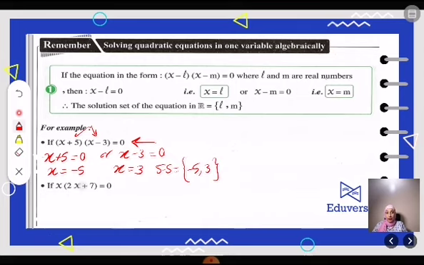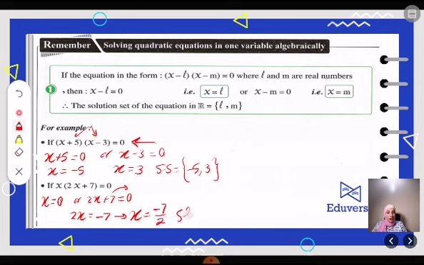Here, after factorization, you get this form. Then what? I will separate it: x alone equals 0 or 2x plus 7 equals 0. Here, I can't do anything anymore, but here I can move the 7 to the other side, then 2x equals negative 7. Then divide by 2 to get the value of x. x will be negative 7 over 2.